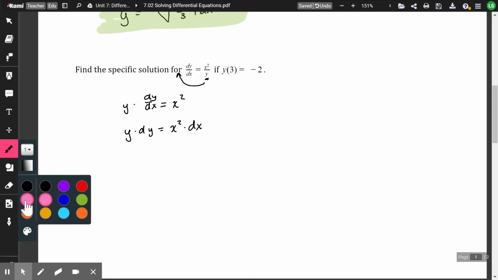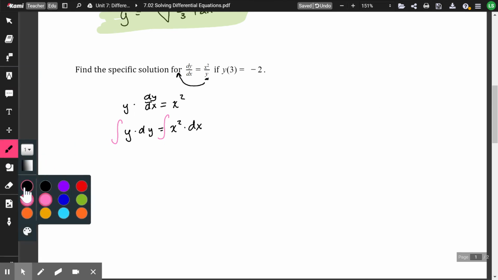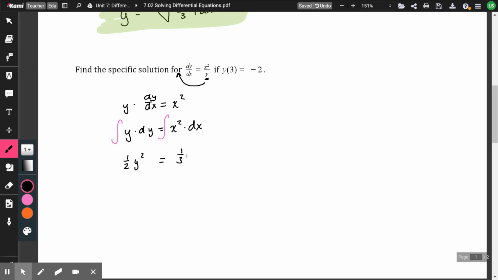Next step, after we've separated our variables, is we're going to integrate both sides. So the antiderivative for y dy is going to be a 1/2 y squared plus a c, but we know we're going to move it to the other side anyway. The antiderivative for x squared will be a 1/3 x to the third, and that's where the plus c will go.